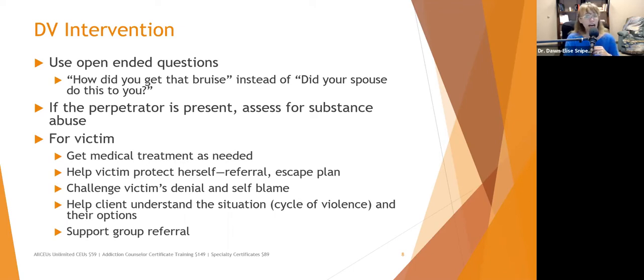Challenge the victim's denial and self-blame. Help the client understand the situation, the cycle of violence, and their options. Sometimes you can do this with both the victim and the perpetrator in the room. Sometimes it's not going to go well. You do want to be cognizant of the risk that the perpetrator will retaliate against the victim when they're out of your office. So use due caution. And potentially make a support group referral for the victim.